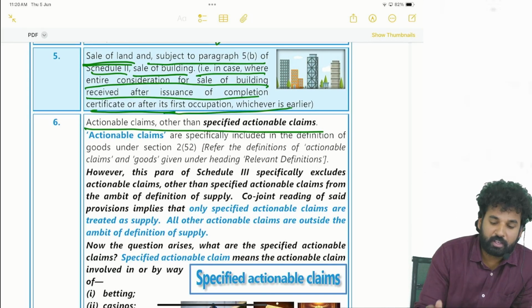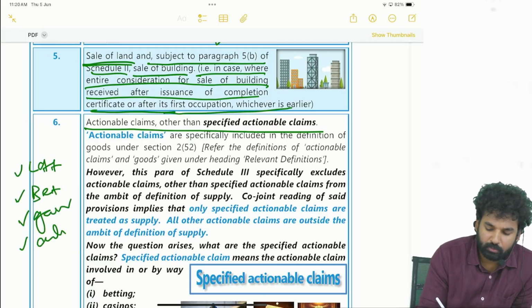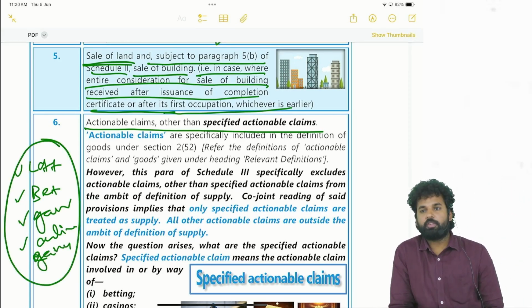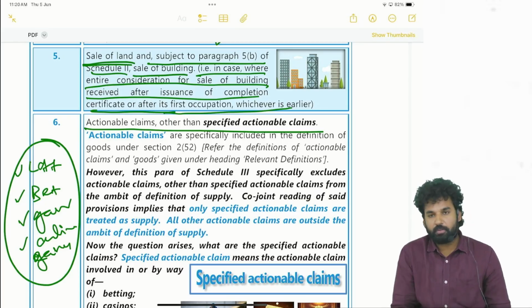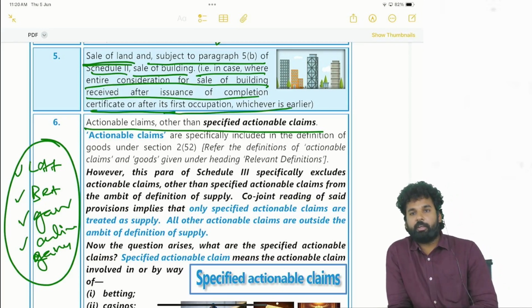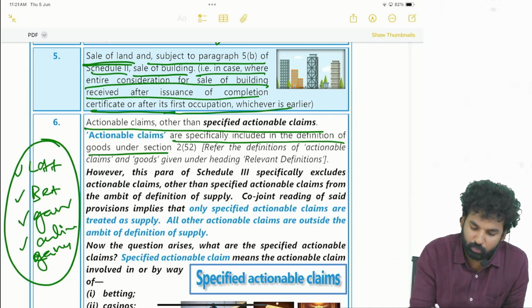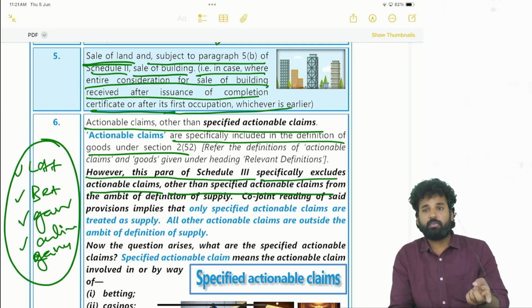Lottery, betting, gambling, online games, etc. are specified actionable claims. With respect to specified actionable claims, only then supply will be treated. Other than specified actionable claims, if any actionable claim is there, then it is completely outside the scope of supply, under negative list. Actionable claims are specifically included in the definition of goods under 2(52). However, this para of schedule 3 specifically excludes actionable claims other than specified actionable claims. That means specified actionable claims are under the scope of supply.